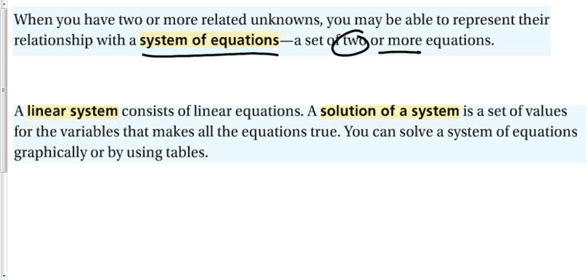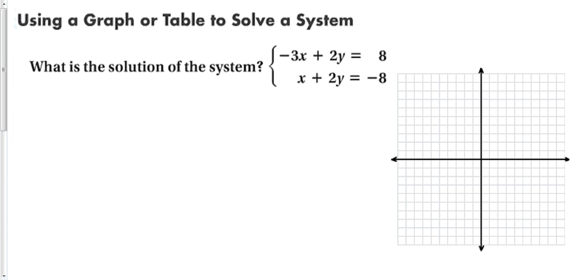So what we're going to focus on in the next few sections are linear systems. These are going to be linear equations. And my solution is going to be a set of values for the variables that makes all the equations true. That's important. Not just one, right? My solution has to satisfy every equation in there, all equations. And we can solve this, in this section anyway, using a graph or using a table. And then we'll see how to solve it algebraically in the next section.